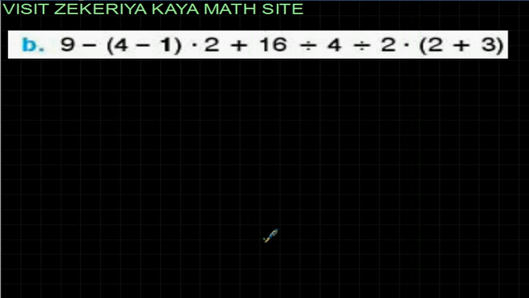Also, if division and multiplication are next to each other, we do it from left to right. If division and multiplication are next to each other, we must do it from left to right. We start to calculate from the left.